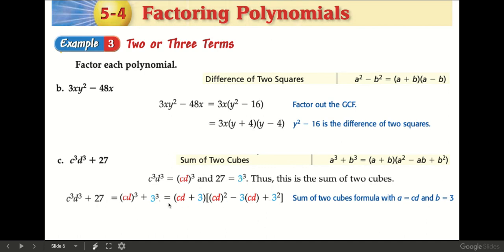And then now I can go ahead and just finish simplifying. Obviously, there's nothing to simplify in the first one, but if I do cd cubed minus, and then 3 times cd is 3cd, and then 3 squared should give me cd plus 3 times c squared d squared minus 3cd plus 9. So this is the simplified answer here. So again, this is using this factoring technique of the sum of cubes.